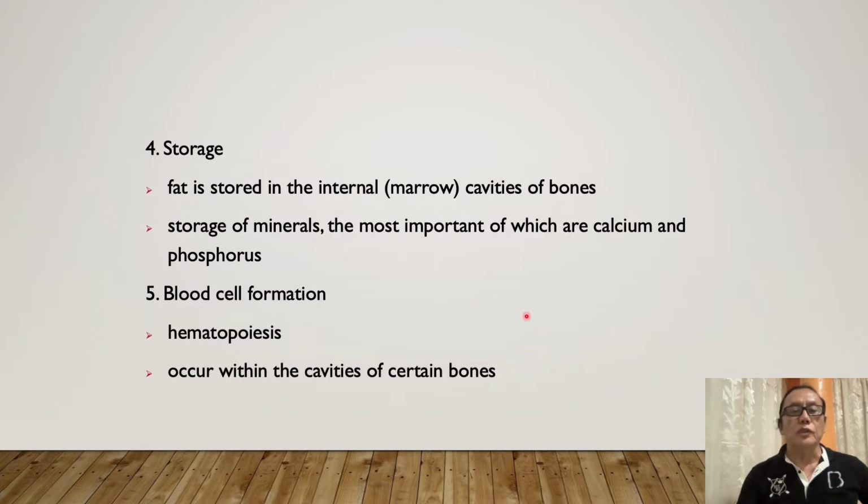And then we have storage of some minerals like calcium and phosphorus. It is said that about 99% of the calcium in the body is deposited within the bones and the teeth. And finally, we have blood cell formation, the process called hematopoiesis, which means the formation of red blood cells, white blood cells, and platelets.